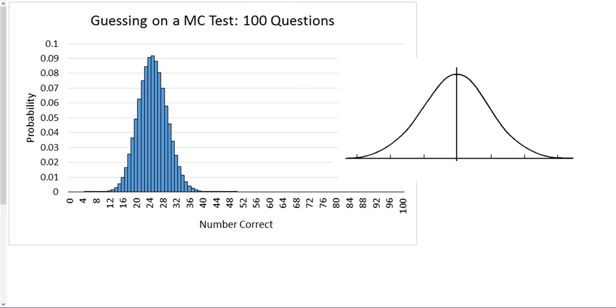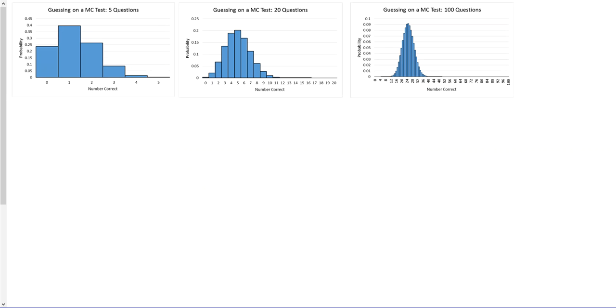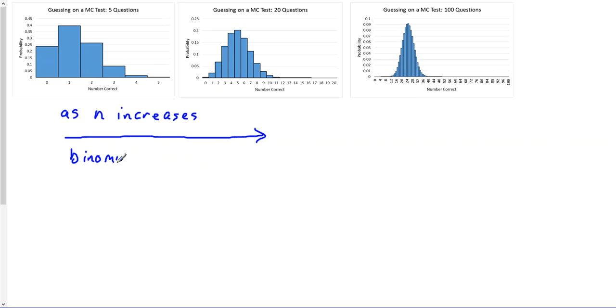So the trend in what we've seen here is that as we increase the number of trials, or in this case the number of questions, or as n increases, and in this series of graphs n is increasing as we go from left to right, basically what we see is that our binomial distribution starts to resemble our normal distribution. Let's just say looks more like our normal distribution.